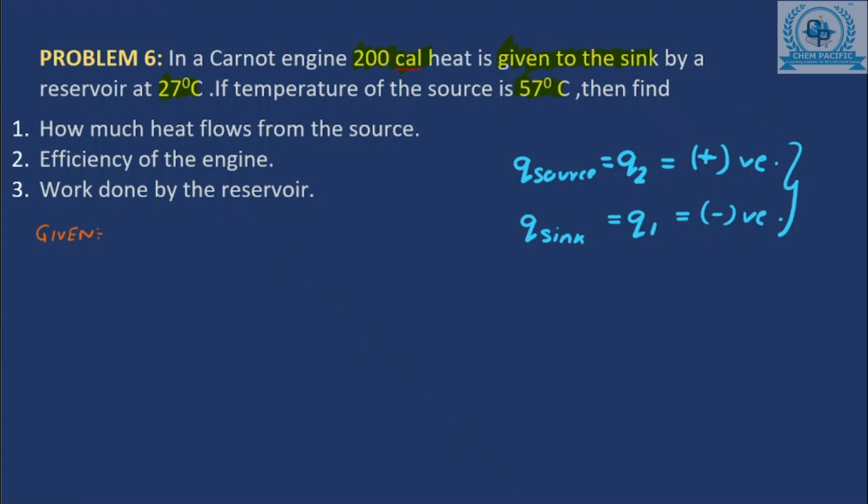Now let us jot down all the given data. Point number 1, they are telling you that in a Carnot cycle 200 calories of heat is given out. So 200 calories of heat is given out, what does it mean? Q1. And see, they are telling you the amount, the numerical value is 200 calories.